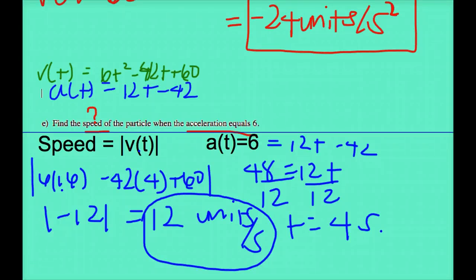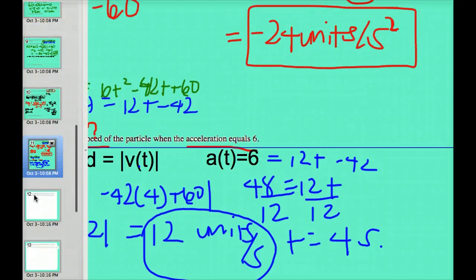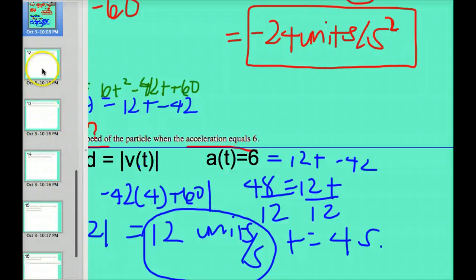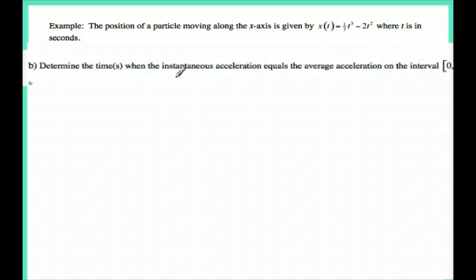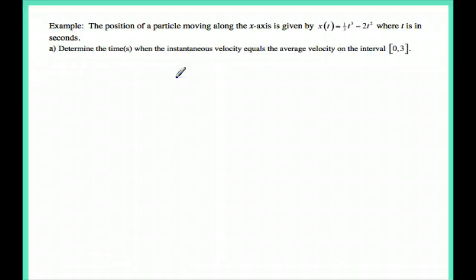So what I'd like you to do is go ahead and try the next one on your own. It says determine the time when instantaneous velocity equals the average velocity. So see which equation you use for velocity, see what you use for average velocity for this, and then continue on with our chart. Okay, good luck with that, and let me know if you need any help. Please come in if you have questions. We'll be continuing to review this during class. Thank you.